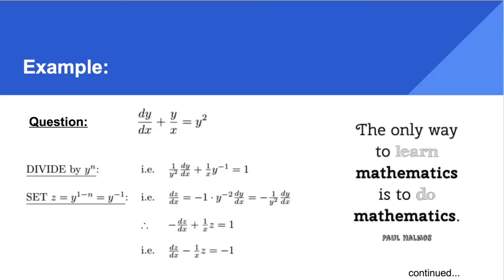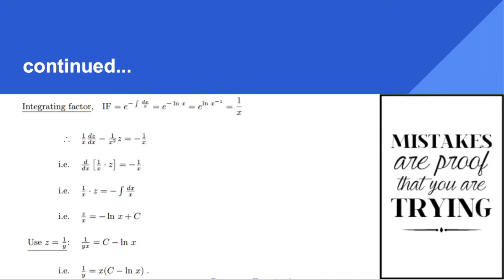To solve the Bernoulli equation dy/dx plus y/x equals y squared, first we divide everything by y squared. Then, we let z equal y to the power of 1 minus n, where n is equal to 2. Therefore, z is equal to y to the negative 1. The equation now is written as dz/dx minus (1/x)z equals negative 1. Now, we have a linear differential equation, which we know how to solve by using an integrating factor.